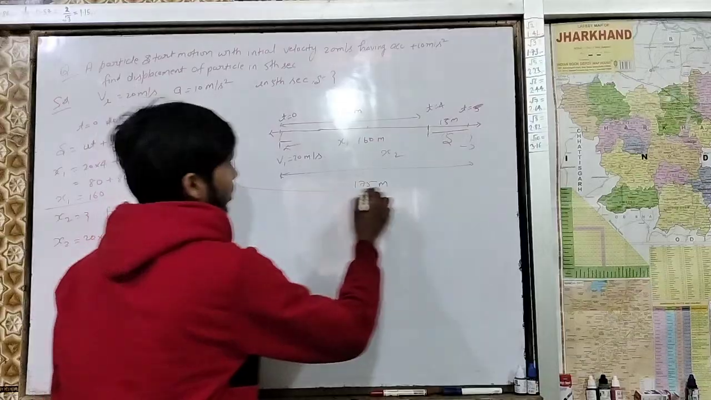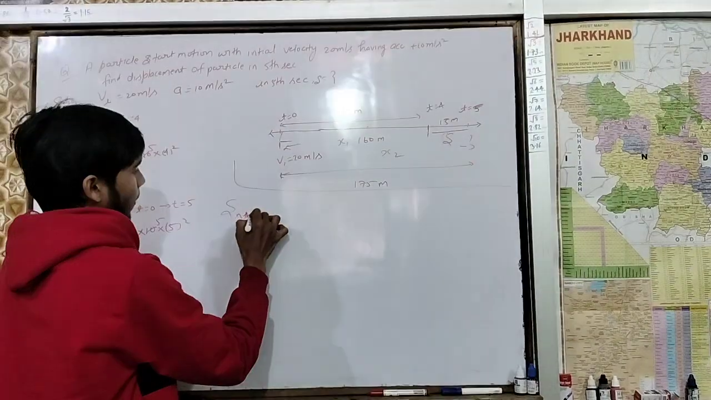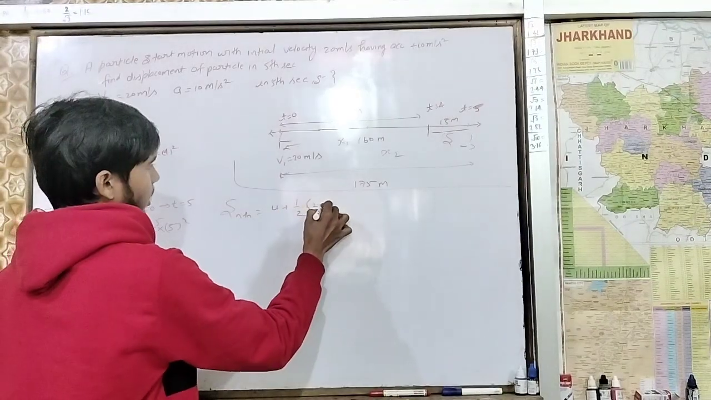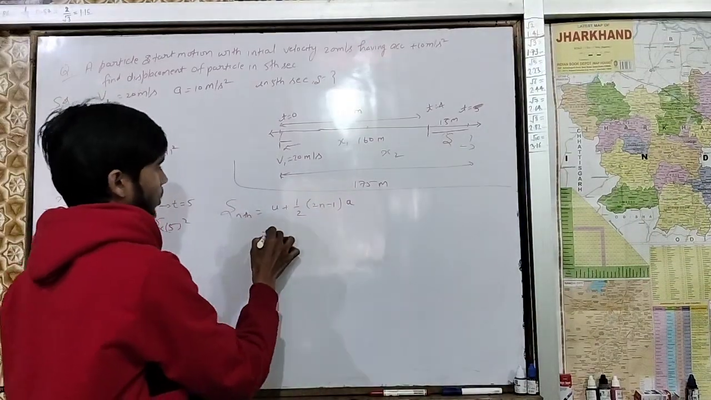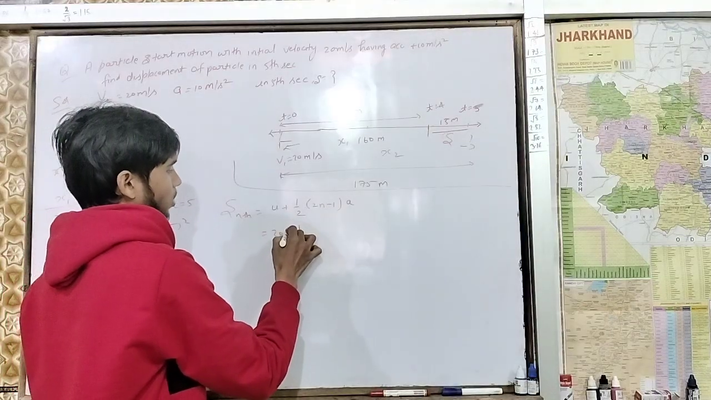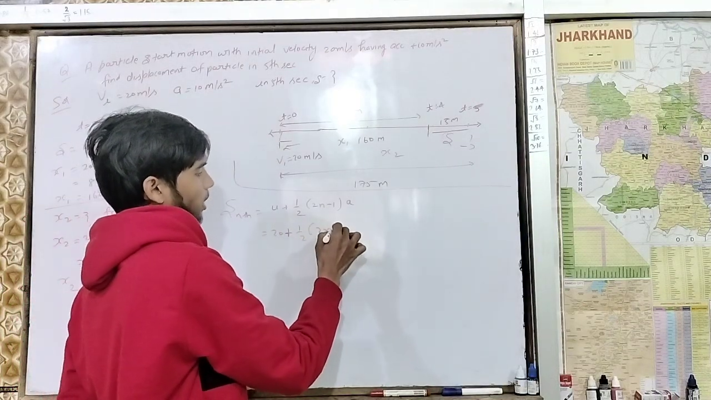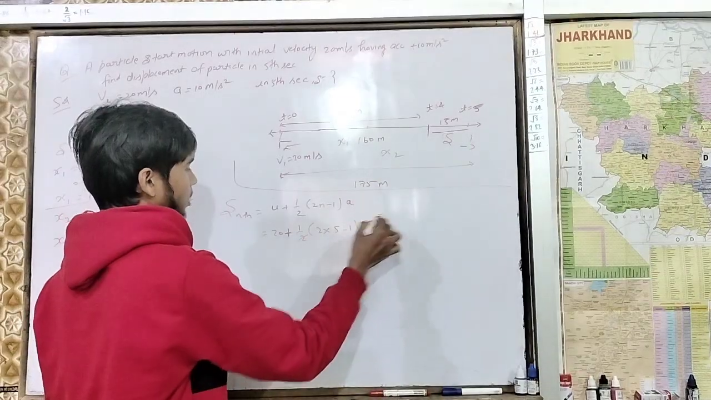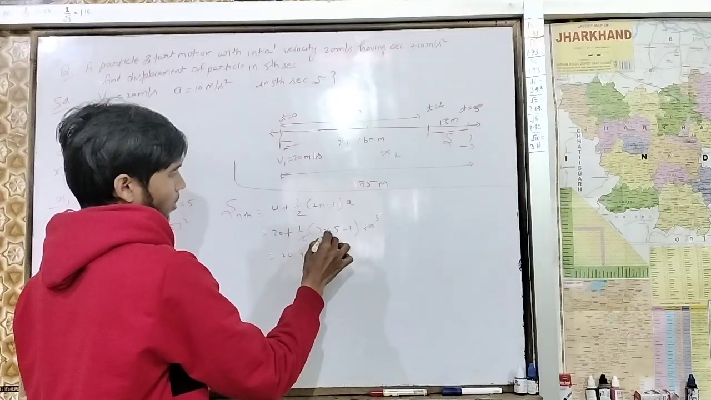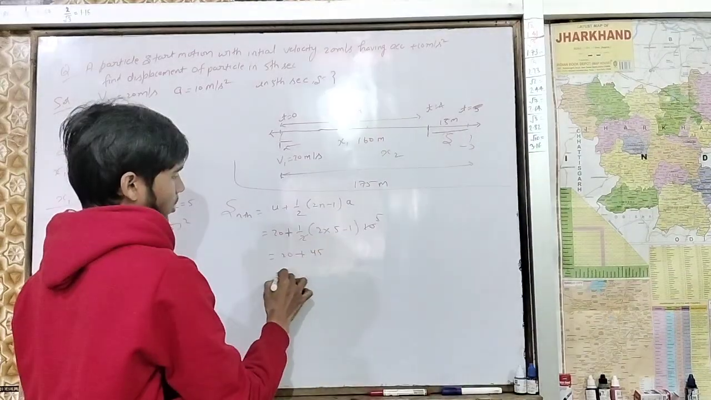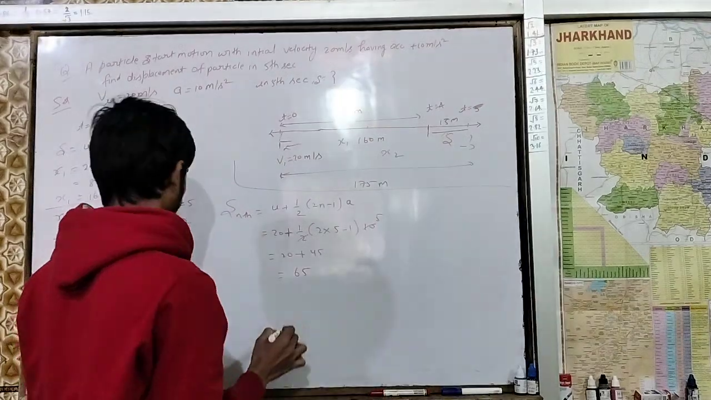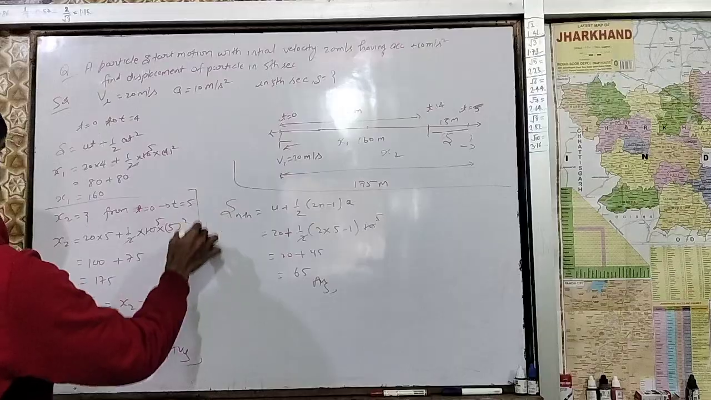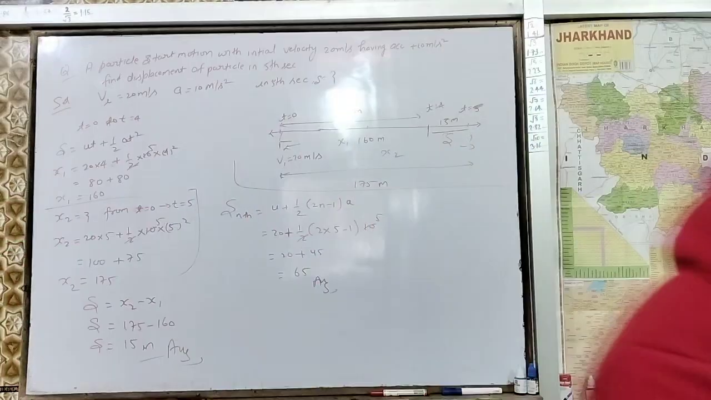Otherwise, you have another option, the S nth formula. U plus half of 2n minus 1, a. U is 20 plus 1 by 2, 2 multiplied by n which is 5, minus 1, a is 10. 2 5s are 10, 20 plus 45. So 65. The answer is coming as 65. So I think we did wrong over here. 65.